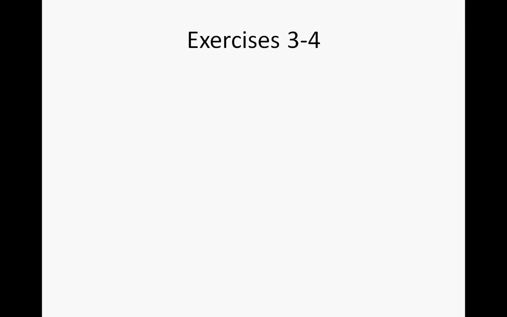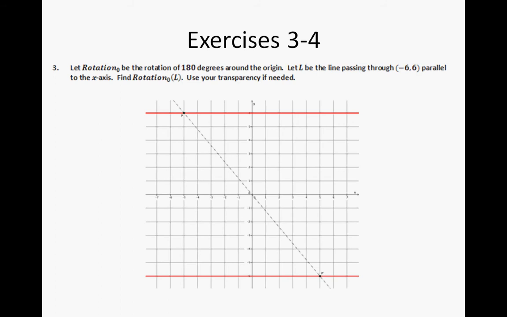All right, so you should have completed exercises 3 and 4. Here's what you should have for exercise 3. This one's just a drawing, but if we have a line passing through -6 and 6 up here at the top, then when we rotate it, the parallel line is going to end up going through 6, -6. And because it is parallel to the x-axis, that's how we know that this is going to be a horizontal line.